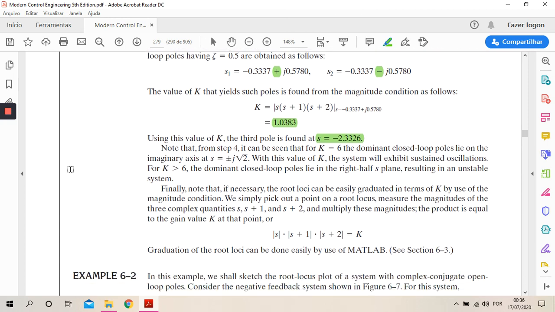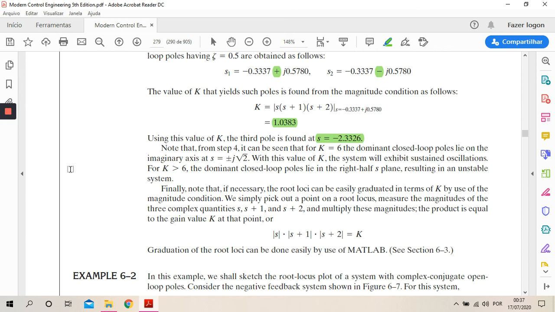Note that from step 4, it can be seen that for gain k equal to 6, the dominant closed loop poles lie on the imaginary axis at s equal to plus or minus j times the square root of 2. With this value of k, the system will exhibit sustained oscillations. For k greater than 6, the dominant closed loop poles lie in the right half s plane, resulting in an unstable system.